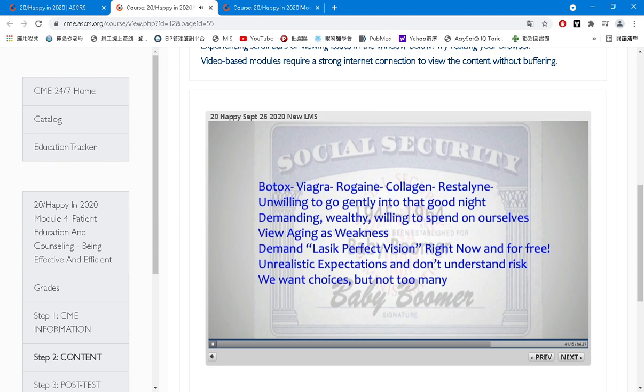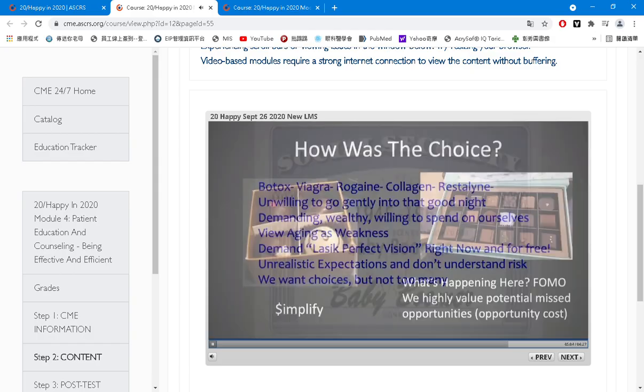We do view aging as weakness. We want LASIK perfect vision right now. It's what we had before, and we'd like to have that for free. Yeah, we have unrealistic expectations and we don't understand risk. Again, get over it. We want choices, just not too many.